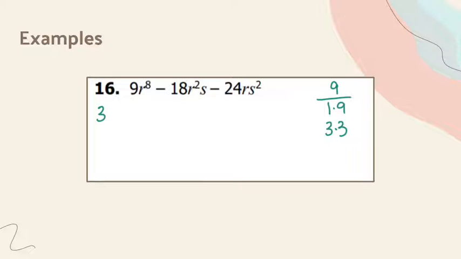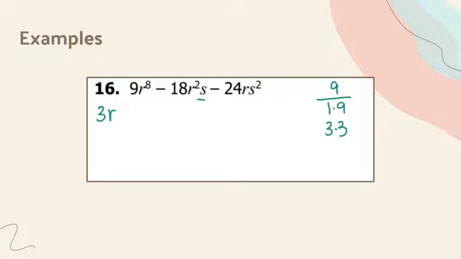So 3 is going to go on the outside. Then we look at our r's. R to the 8th, r squared, and r. There's an r in every term, so we can definitely take an r out. And the smallest exponent on r is no exponent, which is understood to be a 1. So we just leave the r with no exponent because that's the lowest one.